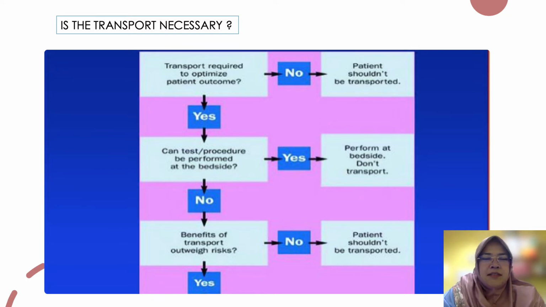So we look at this diagram. So we ask this question, transport required to optimize patient outcome? If the answer is no, the patient shouldn't be transported. If the answer is yes, we ask the next question, can the test or procedure be performed at the bedside? If yes, then no need to transport. If no, then you need to ask another question.